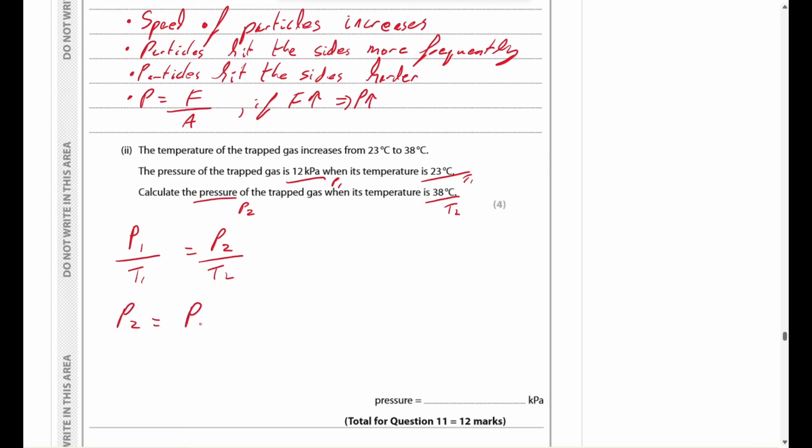So rearrange this to get P2 is this equation here, and then you know everything, don't you? They're working in kilopascals, which means that I can use 12 kilopascals. The only trick you need is to convert the temperatures into Kelvin. So it's not 38, it's 38 plus 273. And likewise, it's not 23, it's 23 plus 273. I'm being lazy with the kilopascals, but you have to convert those degrees Celsius into Kelvin. I bet that caught a lot of people out in the exam, that one.